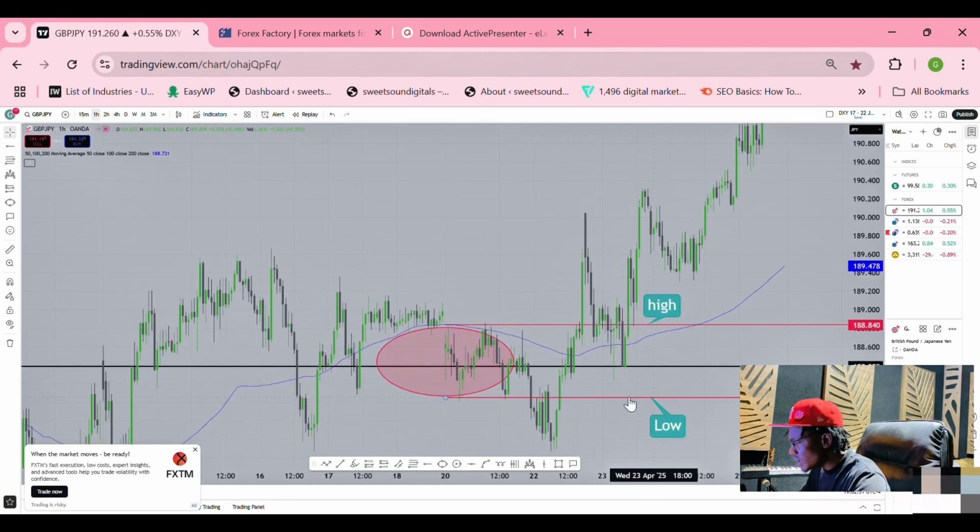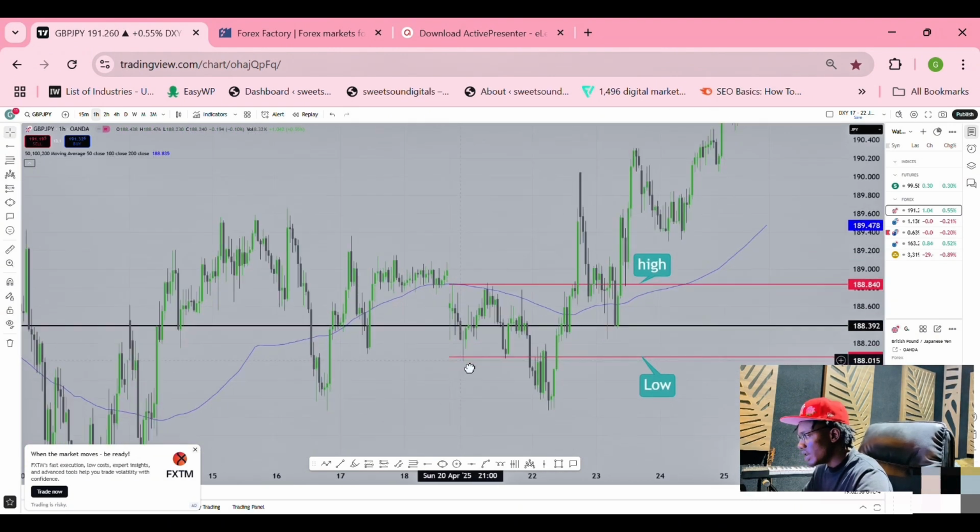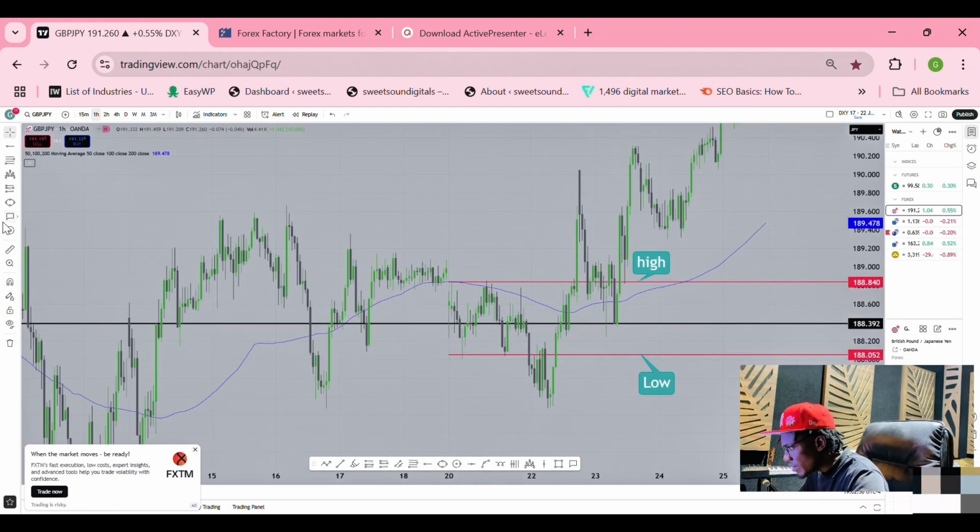Now this is the high and this is the low of this candle. I'll take this out. Now what happened here? There was a manipulation. This was a liquidity sweep. No setup, no trade. This is liquidity, right? Liquidity has been grabbed.